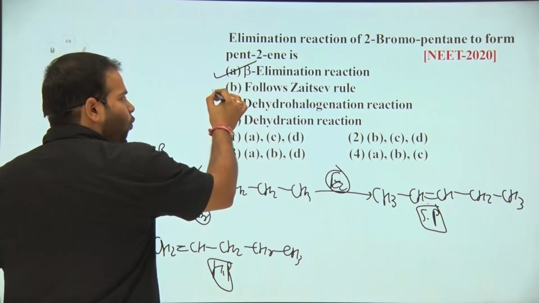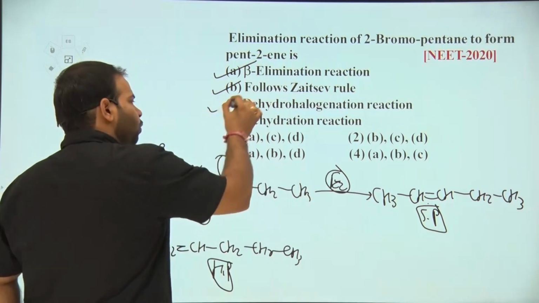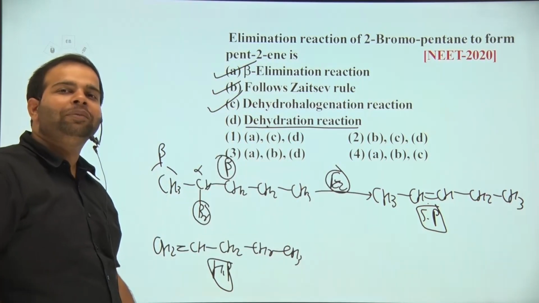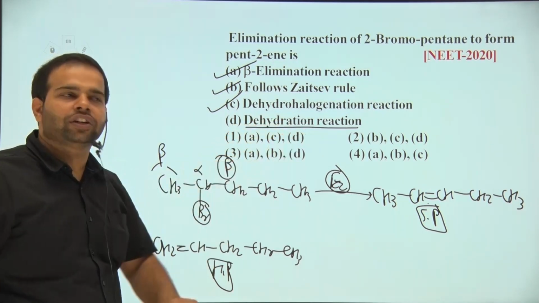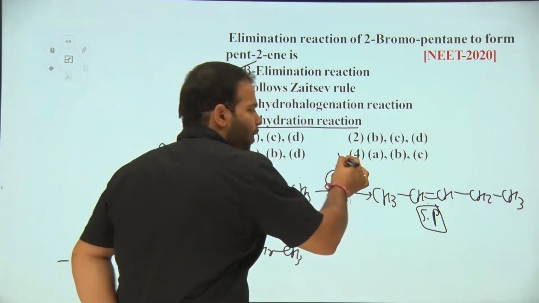So in this case, first, this is an example of beta elimination, correct? Second, it follows the Saytzeff rule, absolutely correct. Third, dehydrohalogenation, absolutely correct. Dehydration, no, because no water molecule is eliminated, that's why it cannot be considered a dehydration reaction. So in this case the answer will be A, B and C, means option number 4.